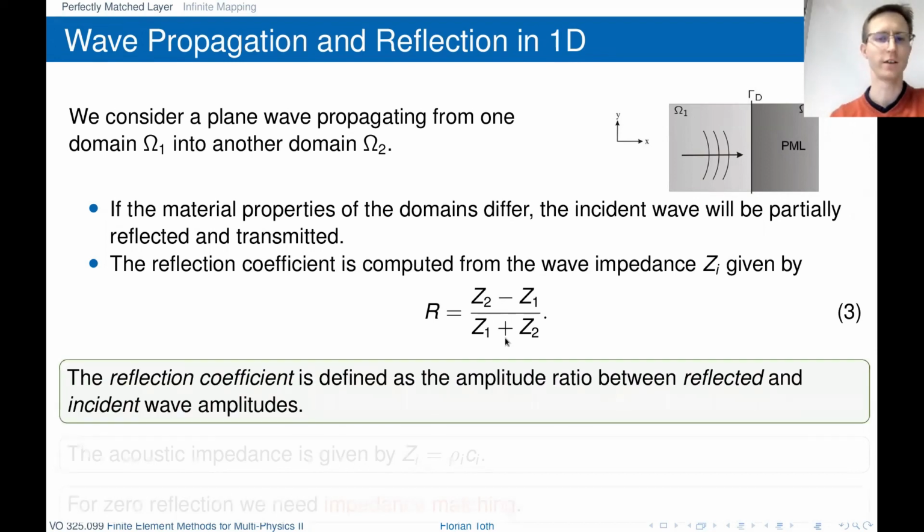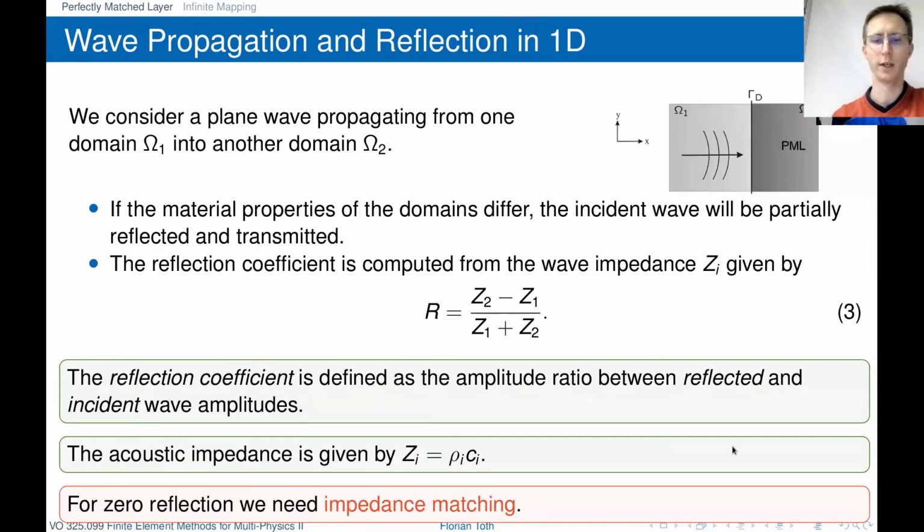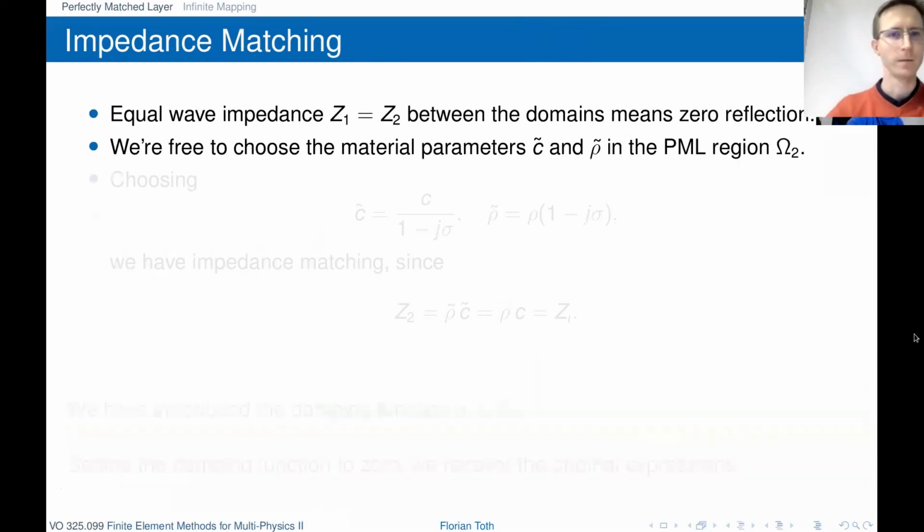So how is this reflection coefficient actually defined? It's defined as the amplitude ratio between the reflected and the incident wave amplitude. And then we have the acoustic impedance. We know this from acoustics. It's simply given by the density times the speed of sound. And we can clearly see from this relation already, if we have impedance matching, Z1 is equal to Z2, we have a zero reflection coefficient. So that's what we want to obtain. So that's the basic idea of the perfectly matched layer already, impedance matching.